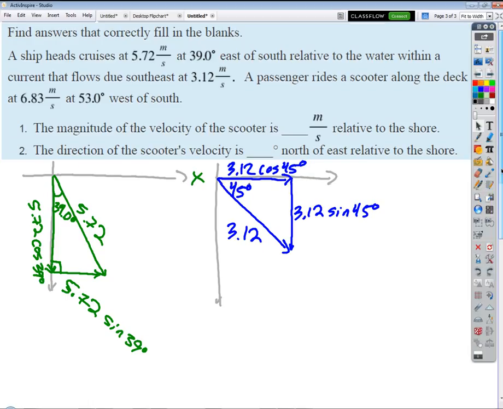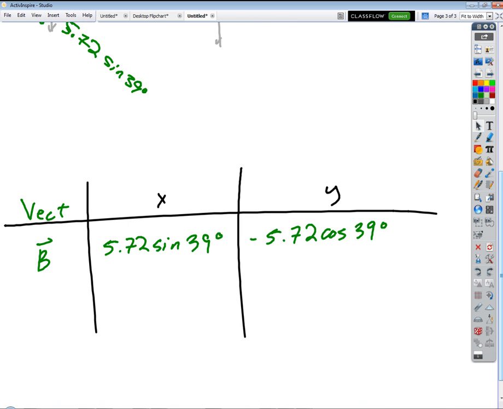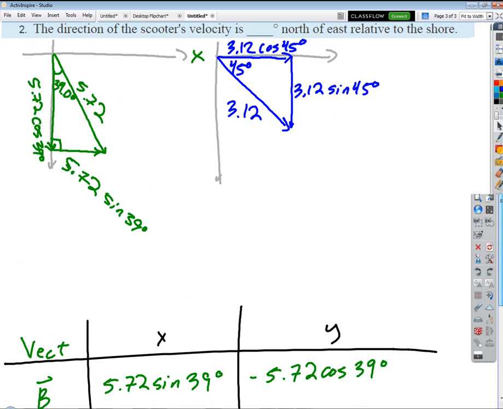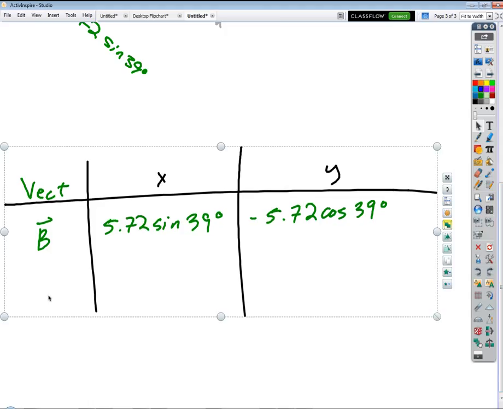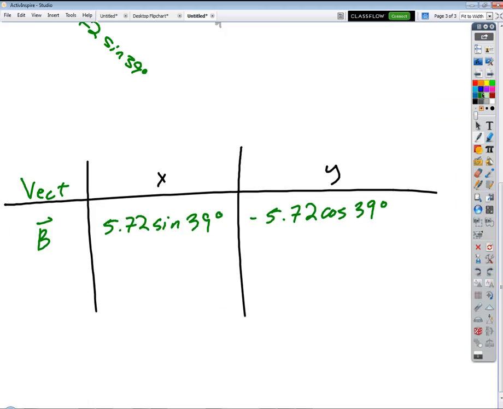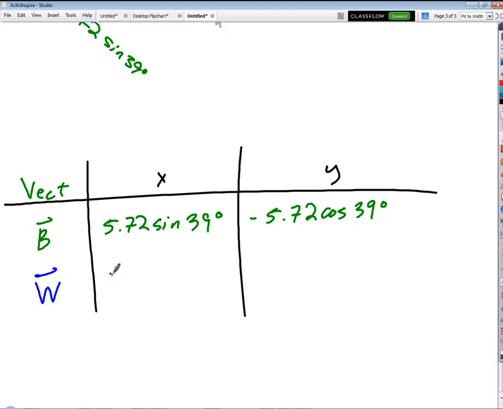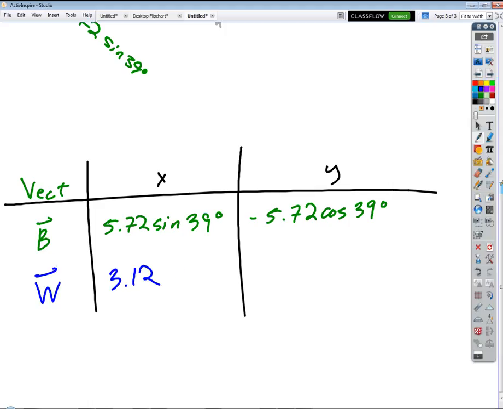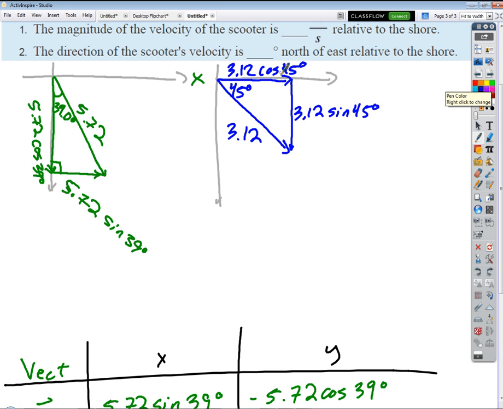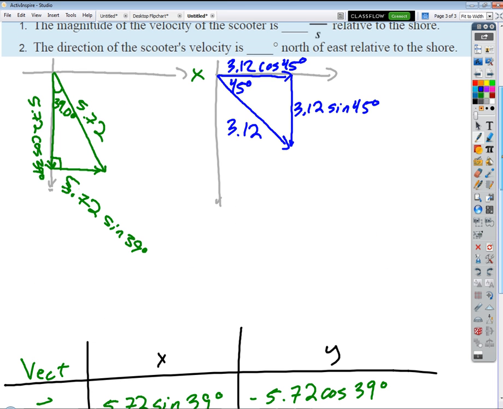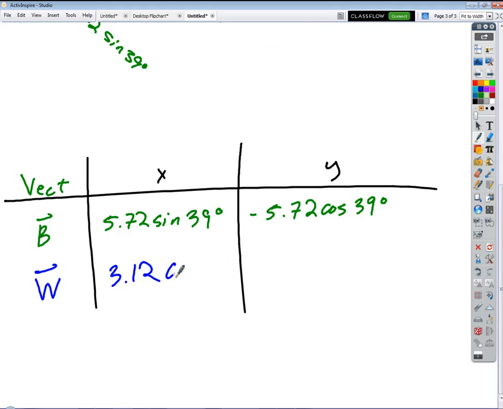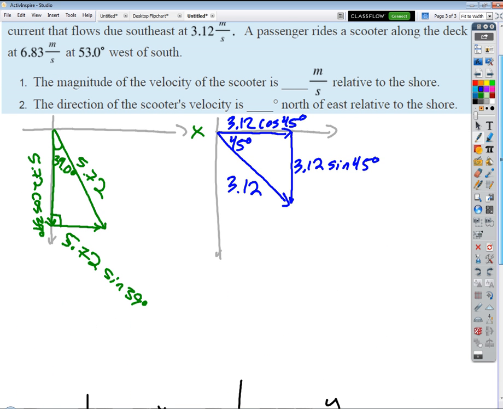Okay, so I can add these two pieces down here. 3.12 sine and cosine. So the water vector, the x component we said was 3.12 cosine 45. Let's make sure we got the sign right. Is the x component positive or negative? What do you think? Olivia, is it positive or negative? Positive. How come? Good. Okay.